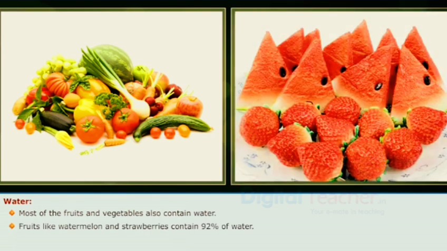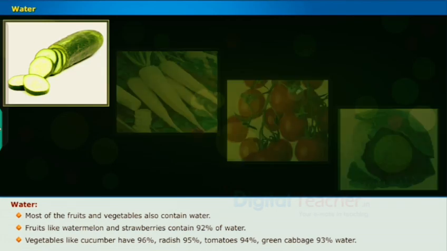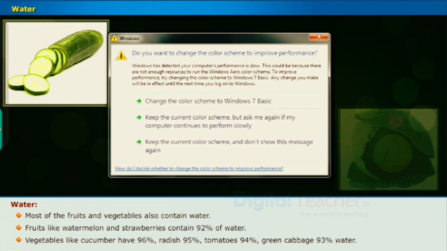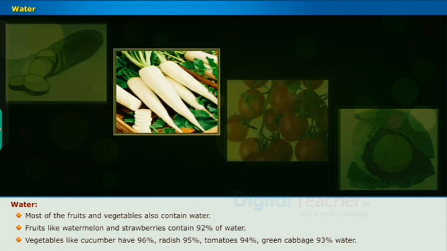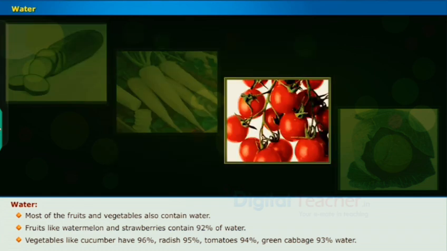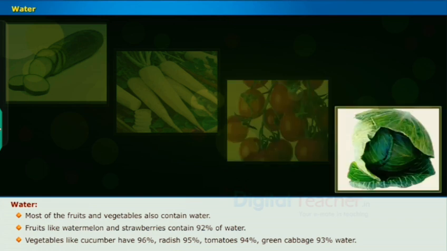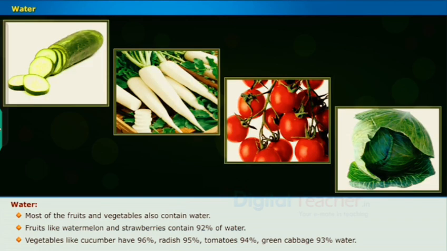Most of the fruits and vegetables also contain water. Fruits like watermelon and strawberries contain 92% of water. Vegetables like cucumber have 96%, radish 95%, tomatoes 94%, green cabbage 93% water.